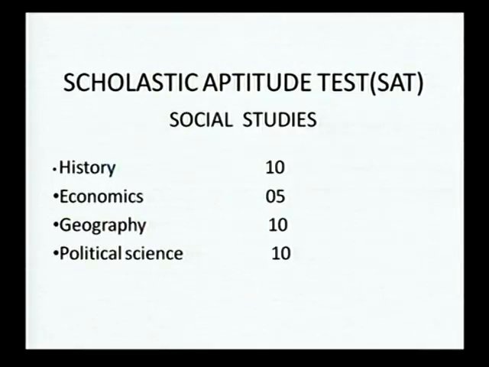Hi friends, I welcome you all for the special session of NTSE examination. In this NTSE examination, today I will be dealing with social studies. Social studies consist of 4 parts, that is history, economics, geography and political science. Coming to the marks, altogether 35 marks are given for social studies. History consists of 10 marks, economics consists of 5 marks, geography consists of 10 marks and political science, that is civics, consists of 10 marks.